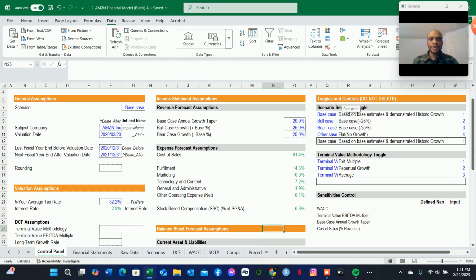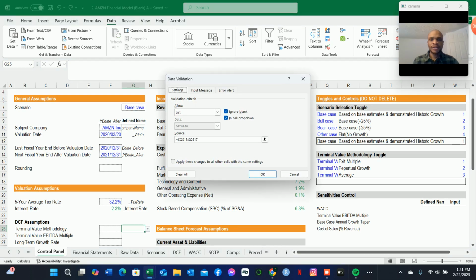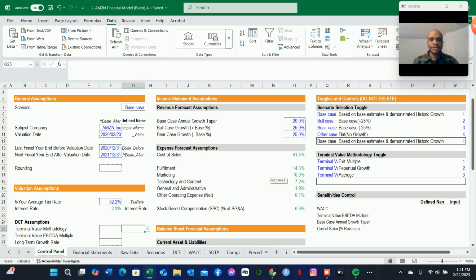So next, we want to set up our terminal value methodology. We're going to be selecting between the exit multiple, the perpetual growth, and the average. In this case, we will go to the DCF assumptions here, where we can go Alt A VV, data validation, to bring up that menu, and then we can select that we want to allow a list. The methodology is going to be the exit, the perpetual growth, or the average. So we have that set up there.